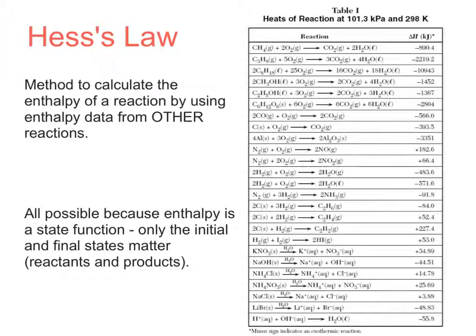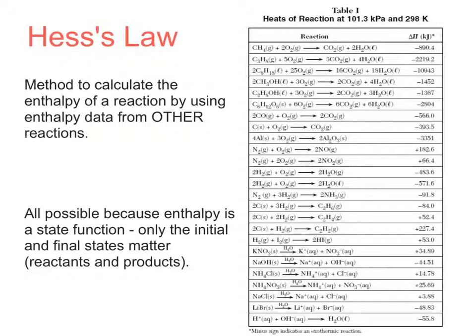And the whole reason why he's able to do that is because of this point down here, that enthalpy is a state function. This means that only the initial and the final states matter. So essentially he can manipulate the data that he's looking at so that it has the reactants he wants and it has the products he wants. When he adds all the reactions together, it has the correct stoichiometric amounts, and from there he can calculate what the expected enthalpy change, what the expected heat of reaction should be for that specific reaction.